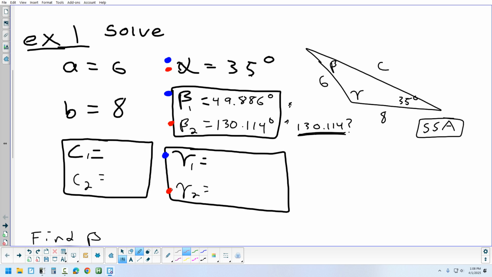Yes? I'm kind of confused. Where did you get the second answer? We subtracted it from 180. We took our first answer and subtracted it from 180. Yep. And now you could do the same thing for the sides. Okay, if you want to kind of visualize what sides are part of which problem. A is part of the first problem. B is part of the first problem. And C1 is part of the first problem. What sides are part of the second problem?